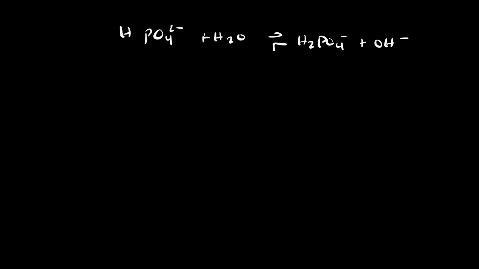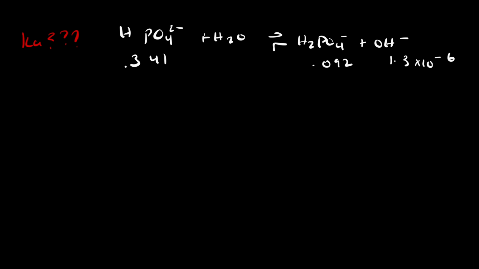So for this one, see if you can figure out what our Ka value is if I give you that our concentration of HPO4 2 minus is 0.341, our H2PO4 minus is 0.092, and our OH minus is 1.3 times 10 to the negative 6. And again, we're looking for what Ka is. So see if you can figure out how we would get the Ka value, and again, all of these values that I gave you are at equilibrium.